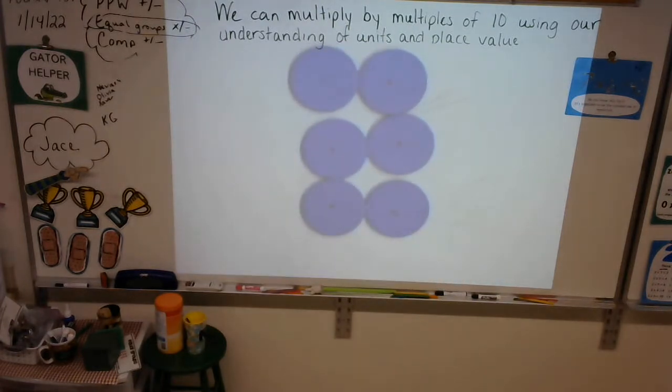Think about what we just did in our fluency activity. Luke, what would we write? No? We want to write unit form, because we know our unit is ones. So what would you write?